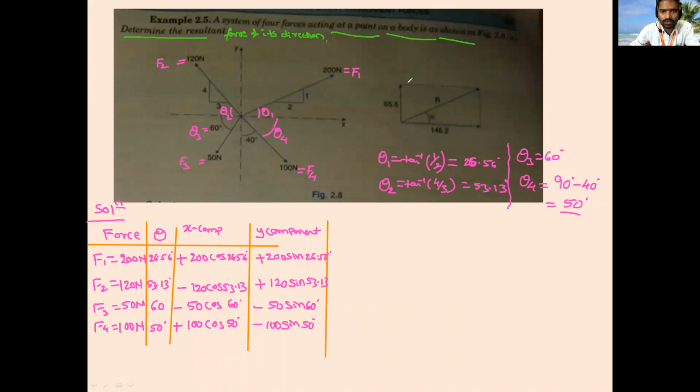Now your task is to determine the total final value. Calculate sigma Fx and sigma Fy. All of you calculate this. This is the value of sigma Fx, and this is the value of sigma Fy. All of you calculate how much sigma Fx and sigma Fy are.